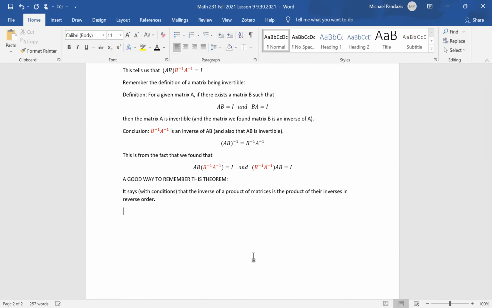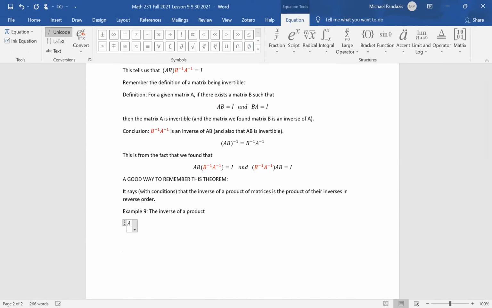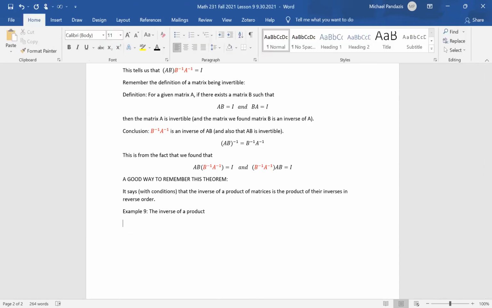Okay. Example 9. The inverse of a product. So we're just going to find the inverse of a product of matrices. And so actually I'm going to do this on the whiteboard.